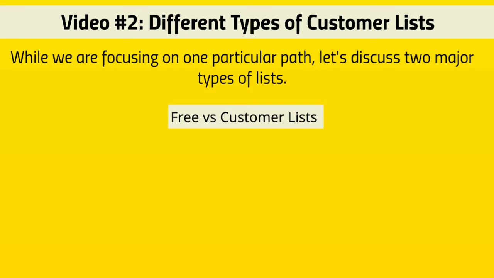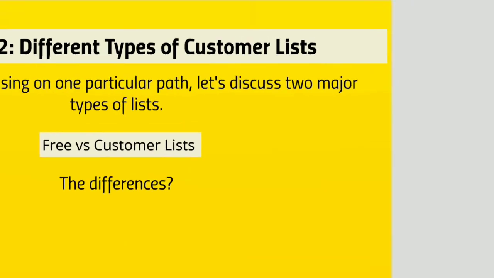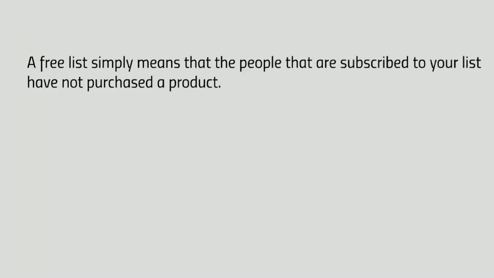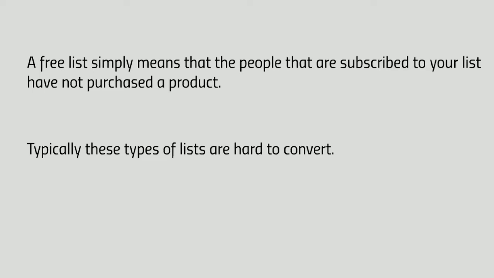So the 2 major ones are the free list versus the customer list. So a free list, let me explain the differences. A free list simply means that the people that are subscribed to your list have not purchased a product. If you imagine you get onto a landing page or a squeeze page and they're asking for your name and your email and that's it, you're not buying anything. That is basically what a free list is.